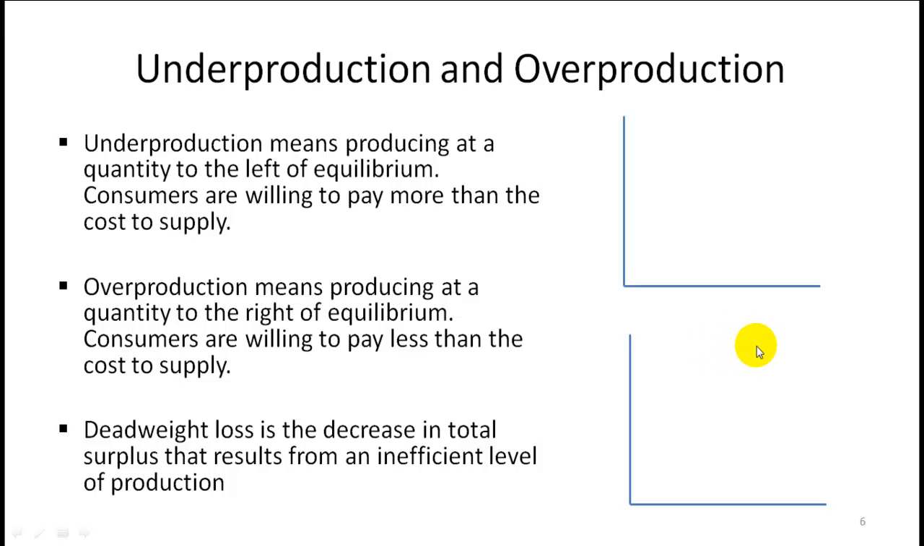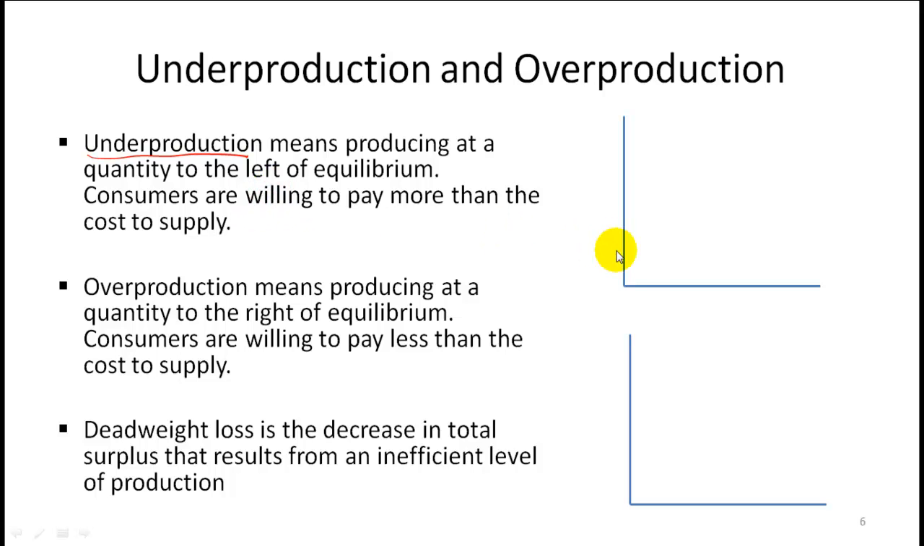Alright, continuing with this concept of marginal benefit and marginal cost. Is it possible that we are not at the equilibrium amount and that we are forced for some reason to either overproduce or underproduce? That is possible. We'll study specific examples in the next reading, but let's just understand the general concept here. What does underproduction mean? Underproduction means that you are producing at a quantity to the left of equilibrium.